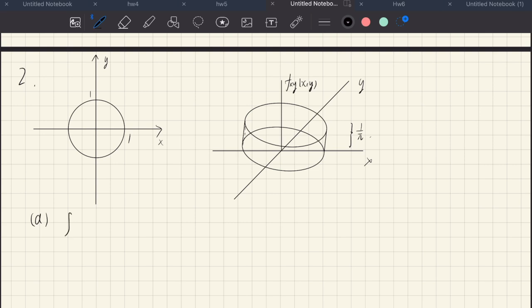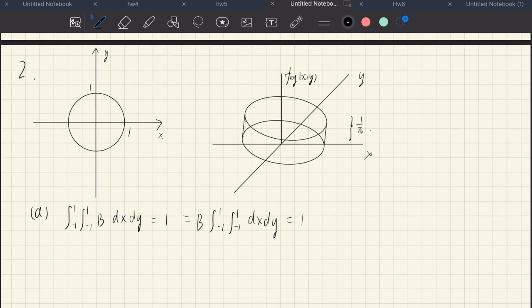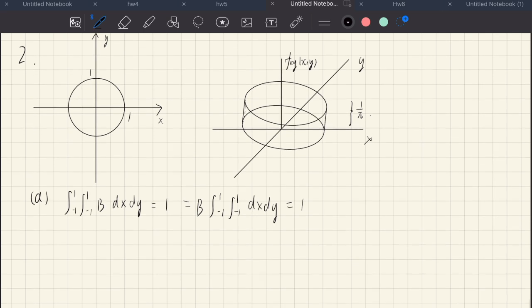Here, this should be 1, and we can clearly see that this should be b times this. This part should be the area of this circle, which is pi. So we know that b should be 1 over pi.